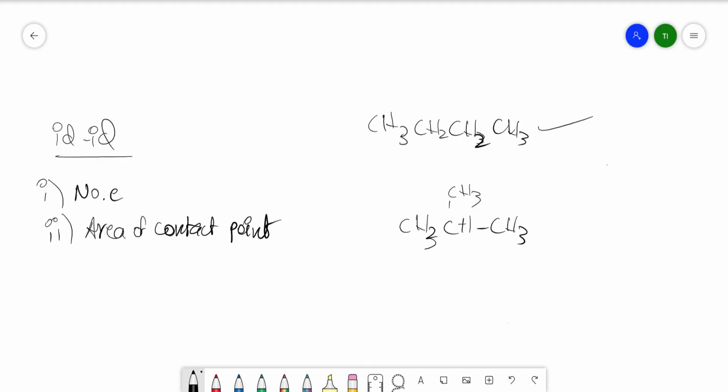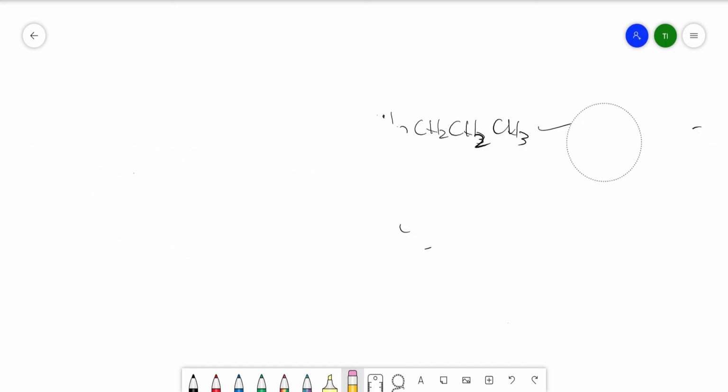And the reason is because they're both the same molecule. They're isomers of each other, and therefore the number of electrons is the same, so it's not due to a difference in number of electrons. Whereas this is an unbranched molecule, and therefore it has a larger area of contact point. Whereas this is a branched molecule, so the contact point is lesser, and therefore this has weaker induced dipole to dipole forces of attraction, and therefore a lower melting point. And those are two things that the strength of induced dipole to dipole forces of attraction depends on.